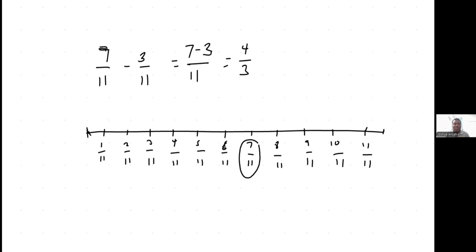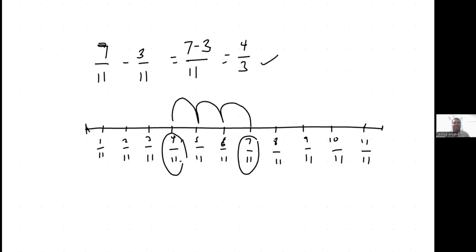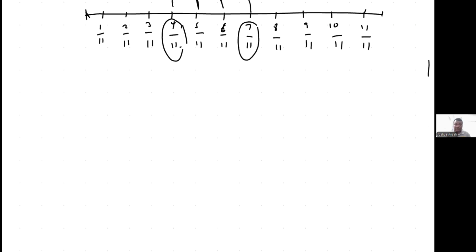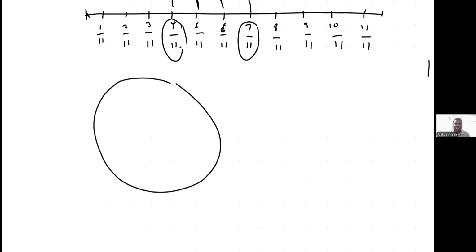So I go 1, 2, 3, and then it lands me at 4 out of 11. So 7 out of 11 minus 3 out of 11 is 4 out of 11. It's 4 out of 11. If I want to use an illustration for it too, it's going to be the same thing. I have a whole divided into 11 parts.